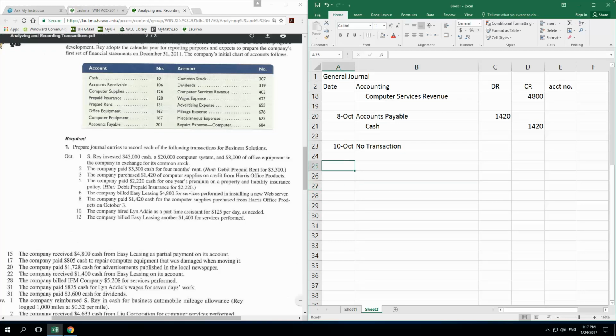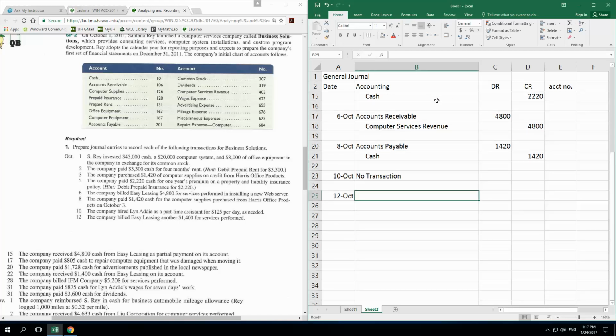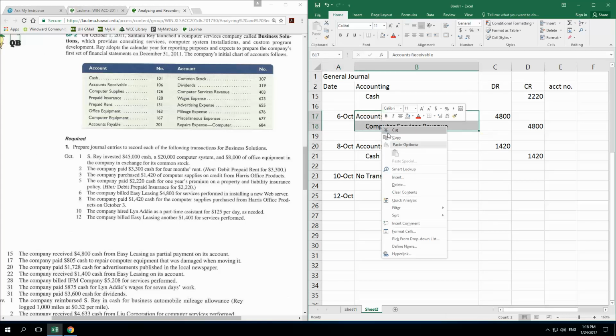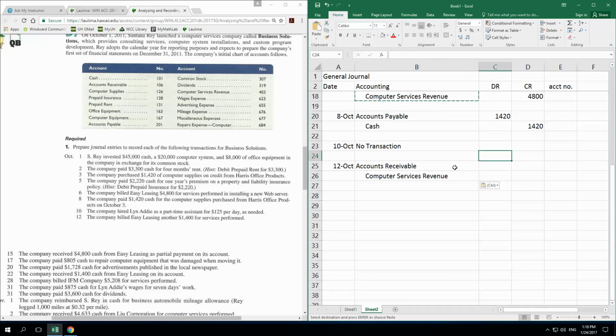Okay. October 12th, the company billed Easy Leasing another $1,400. So that's just a carbon copy skeleton of that entry we did on the 6th, right? If we bill a customer, it's going to be a debit to accounts receivable and a credit to the revenue account. In this case, it's not the same amount. I think it's $1,400, right? $1,400.